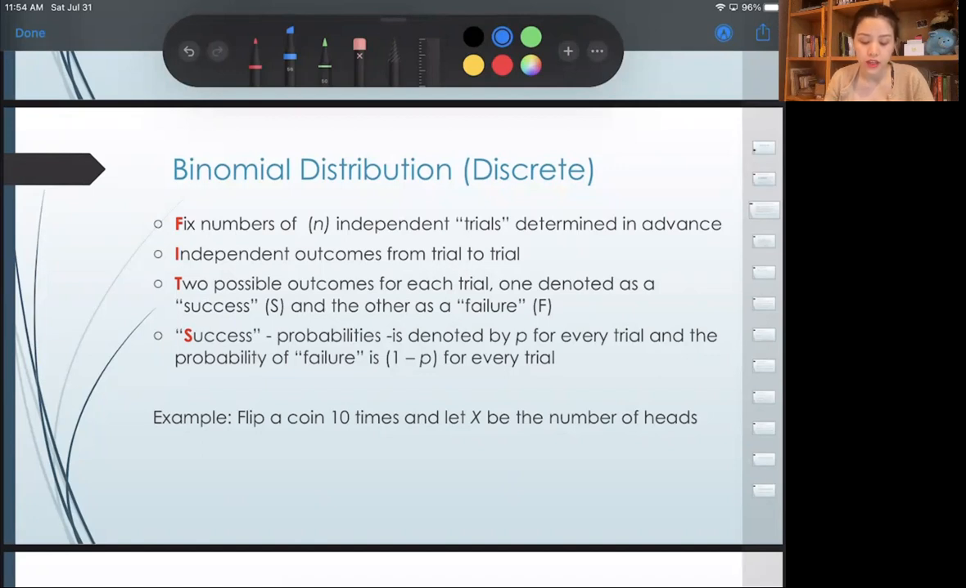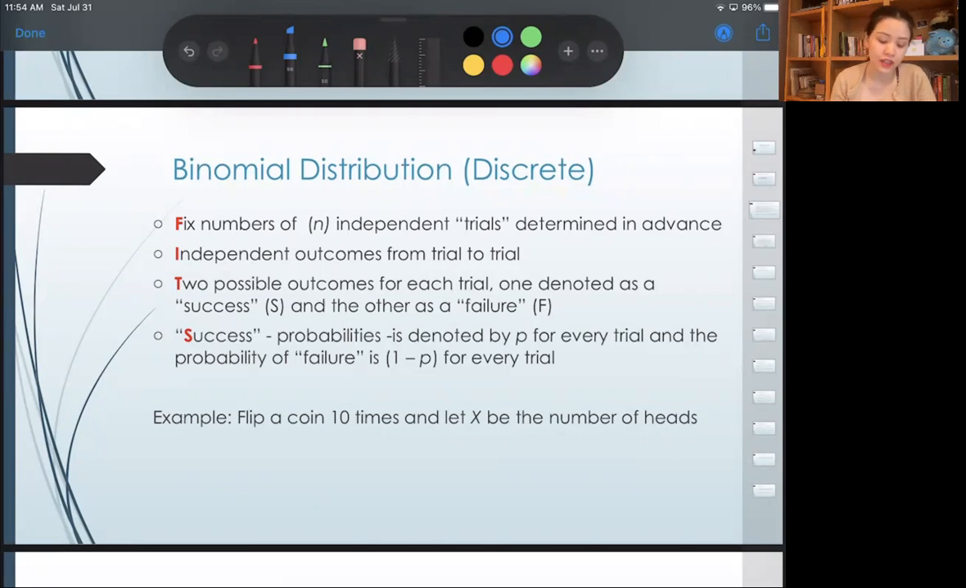Why? First, it has a fixed number of independent trials determined in advance. How many? 10 times, right? I know that I'm going to flip the coin 10 times. I determined to flip the coin 10 times. That's your sample size n, right? Fixed number of independent trials.